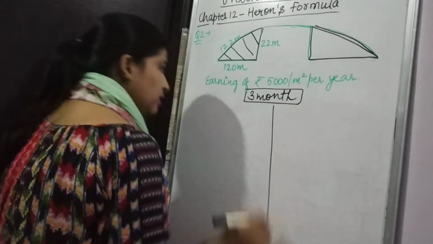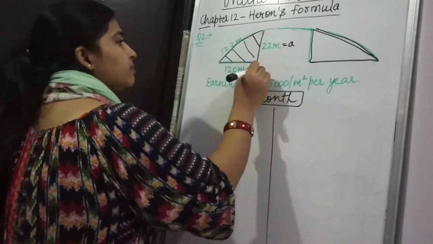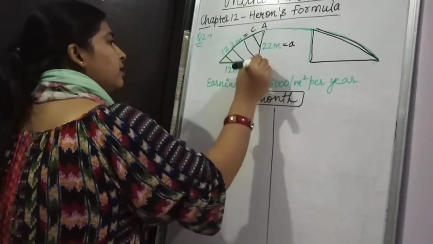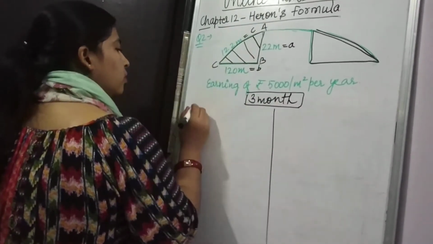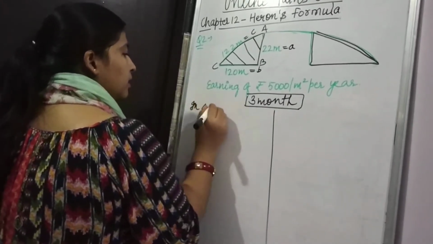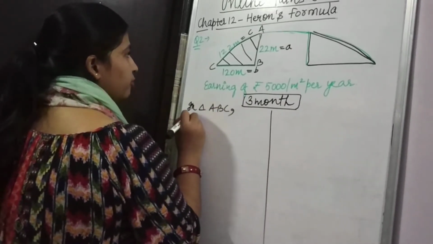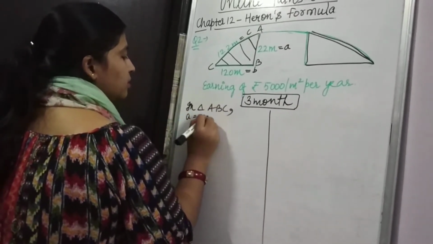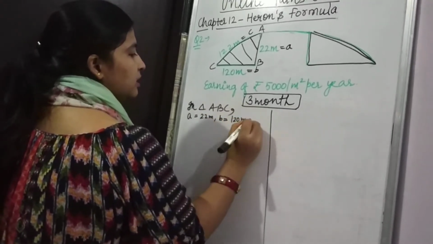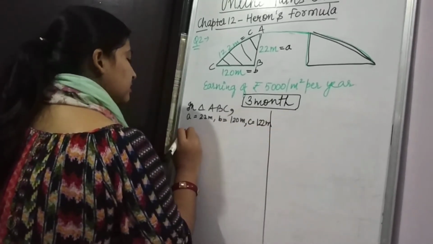First of all, I am assuming this is my A, this is my B and this is my C. So name it A, B, C. Okay, triangle. In triangle A, B, C, tell me what is the value of A? A is 22 meter, B is 120 meter and C is 122 meter. Find S. What is S?